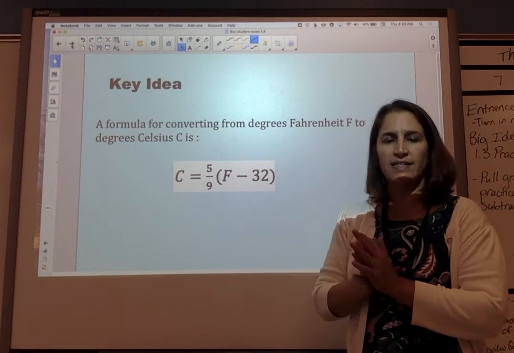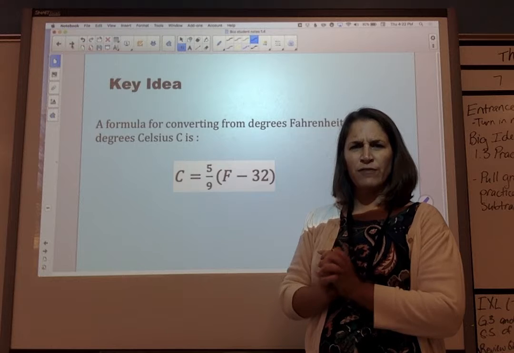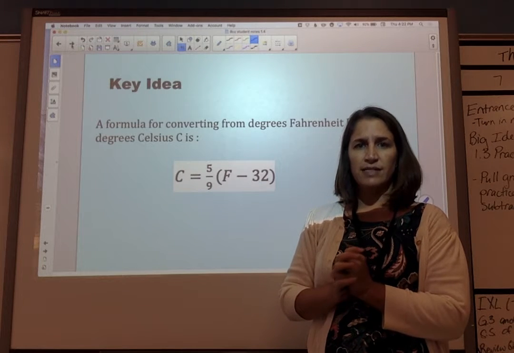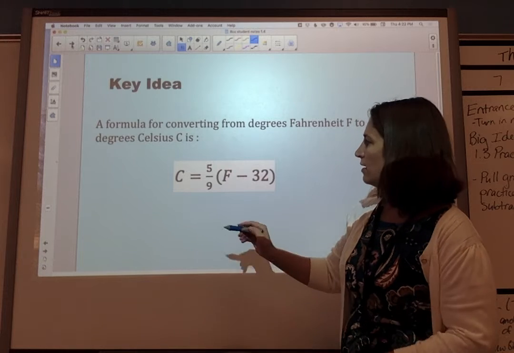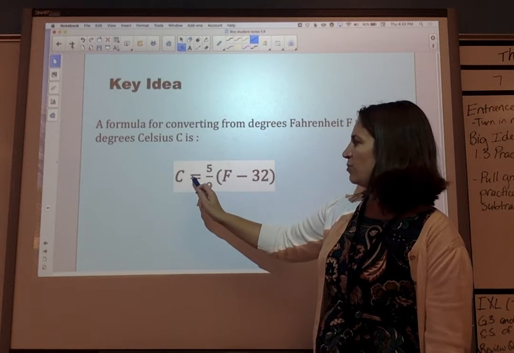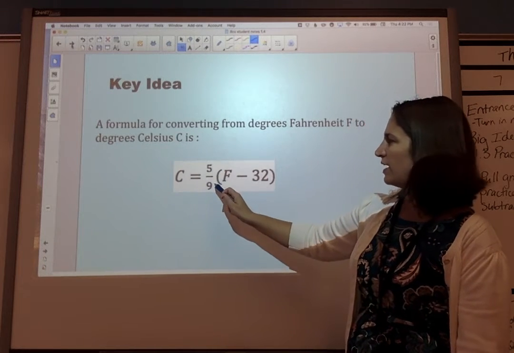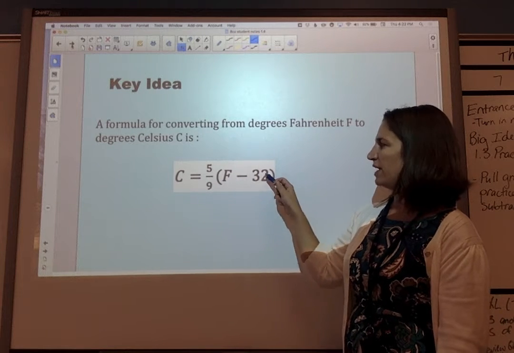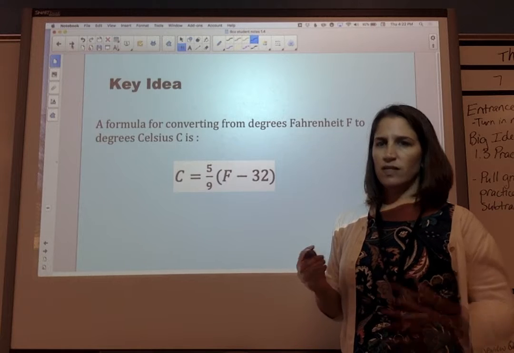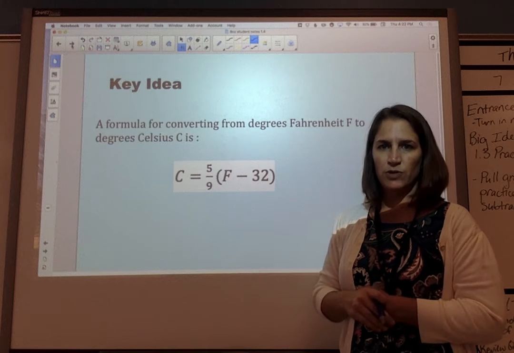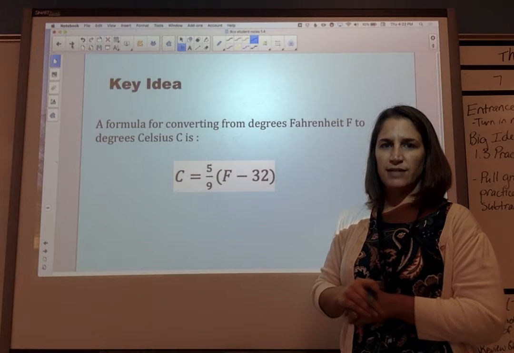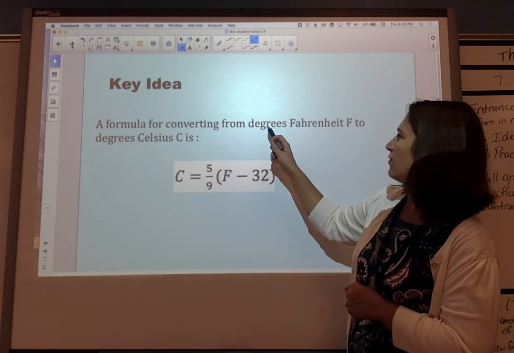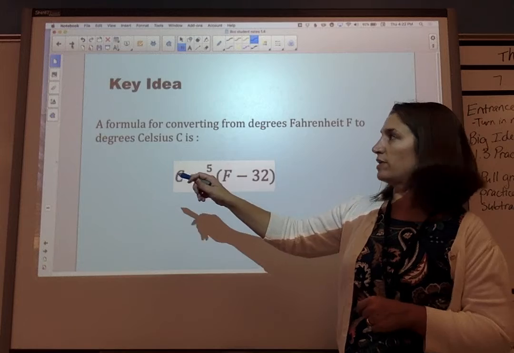Okay, so a key idea here. A formula for converting from degrees Fahrenheit, or F, to degrees Celsius, or C, is C, Celsius temperature, equals 5/9 times whatever the Fahrenheit temperature is minus 32. So that's just a common conversion that people use if they're trying to convert between Fahrenheit and Celsius. But in this case, this is easy to convert from degrees Fahrenheit to degrees Celsius.